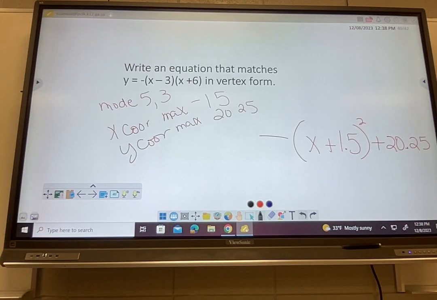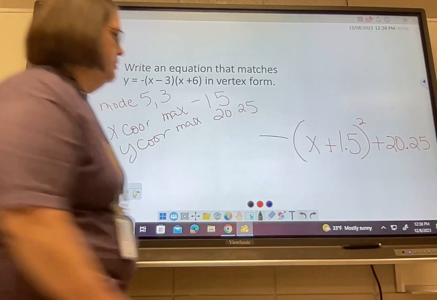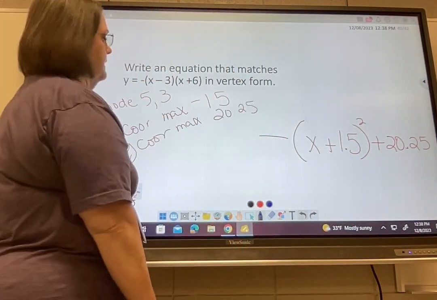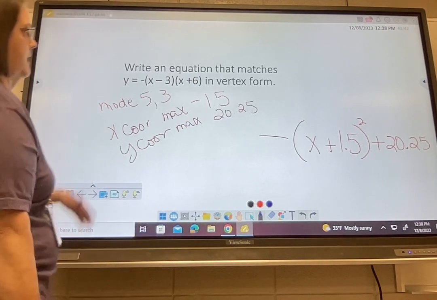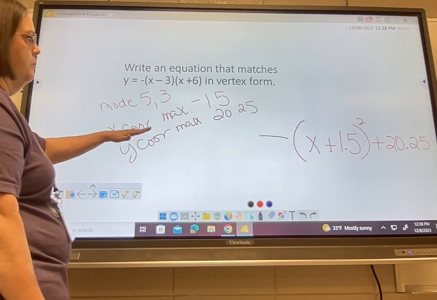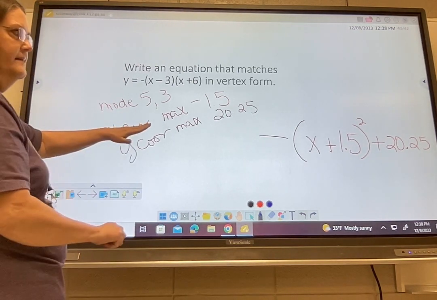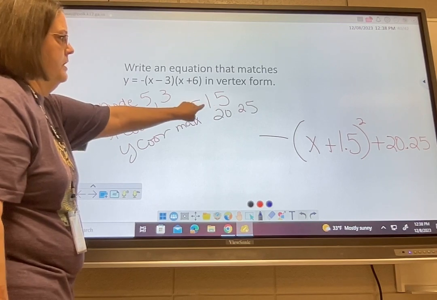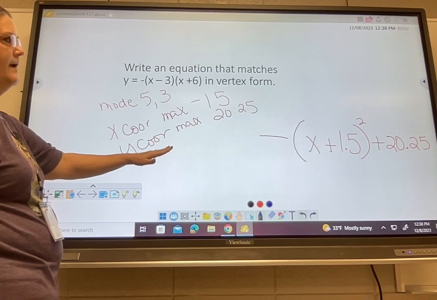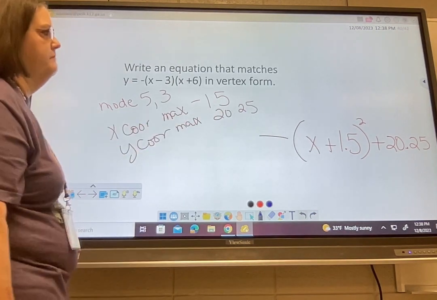Write an equation that matches that in vertex form. If you were to multiply this on out and put it into your calculator, it is going to give you an x coordinate on that third answer. It is going to give you the x-coordinate of the maximum, which is negative 1.5. And the fourth answer is going to be the y-coordinate of the maximum, which is 20.25.